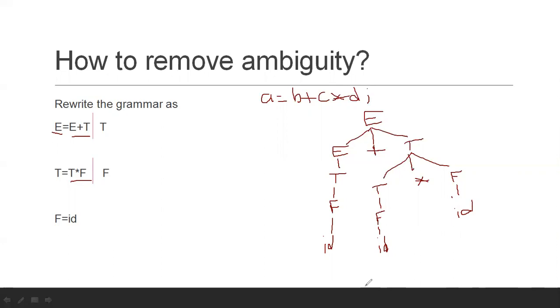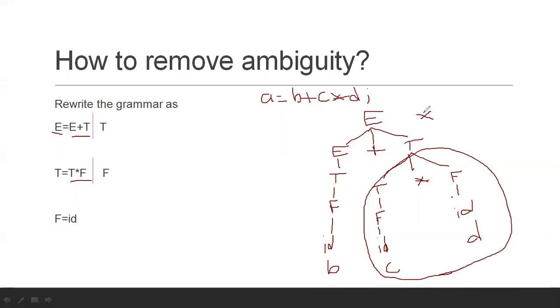Now, by default, this is B, this is C, and this is D. By default, this multiplication will be performed first. The multiplication result will come here. Multiplication will be performed. The result will come here. After that, this B will come here. So after that, addition will be performed. So automatically, multiplication will be performed.